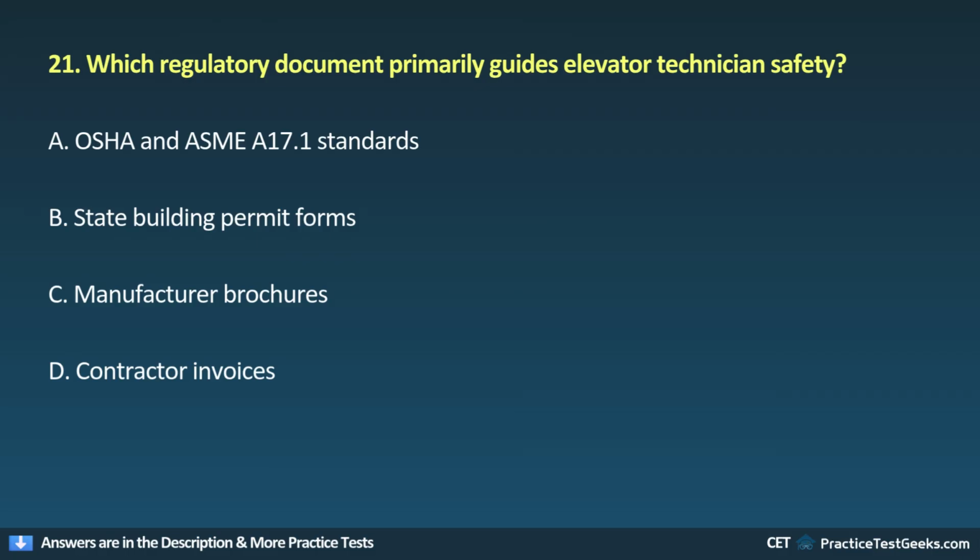21. Which regulatory document primarily guides elevator technician safety? A. OSHA and ASME A17.1 standards. B. State building permit forms. C. Manufacturer brochures. D. Contractor invoices.